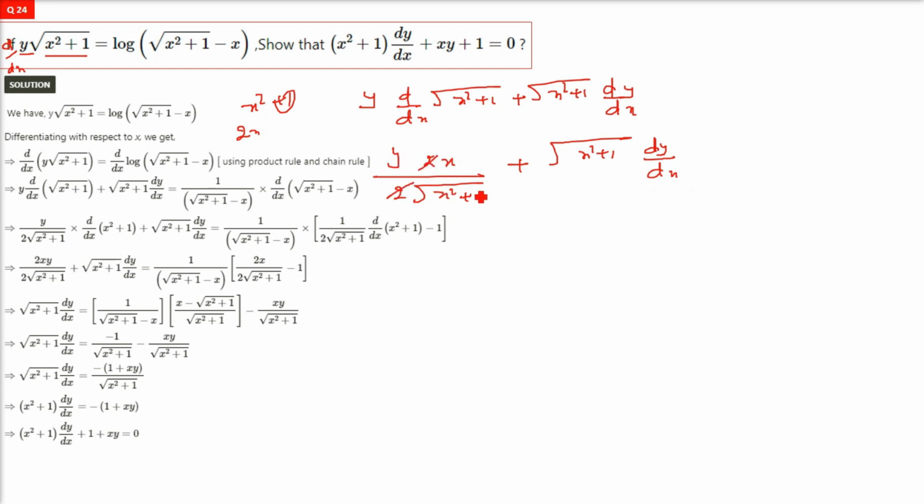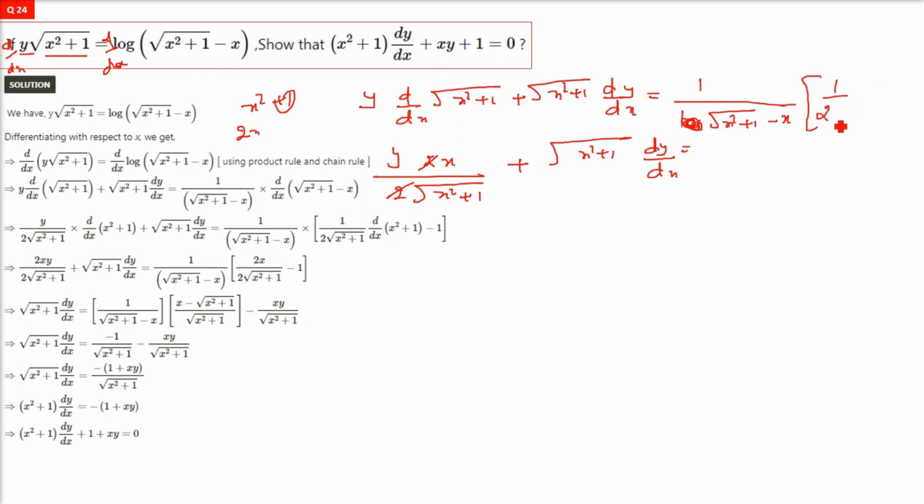Finally, what do we get? We got xy divided by under root x square plus 1, plus under root x square plus 1 dy by dx. Now on the right hand side, this is log. d by dx of log is what? 1 by that thing. So 1 by log under root x square plus 1 minus x. No, there will be no log. Log differentiation is 1 by that thing.